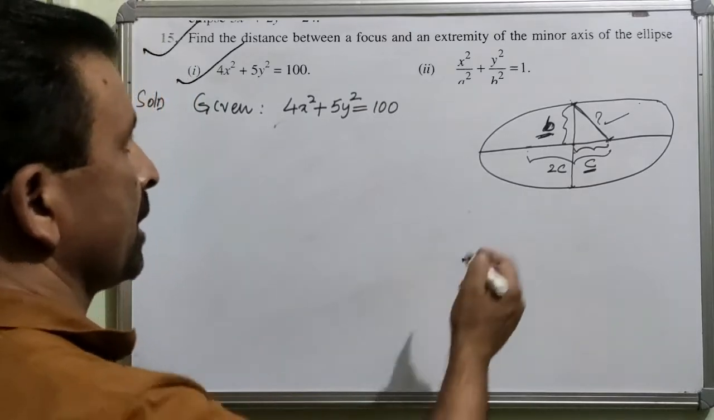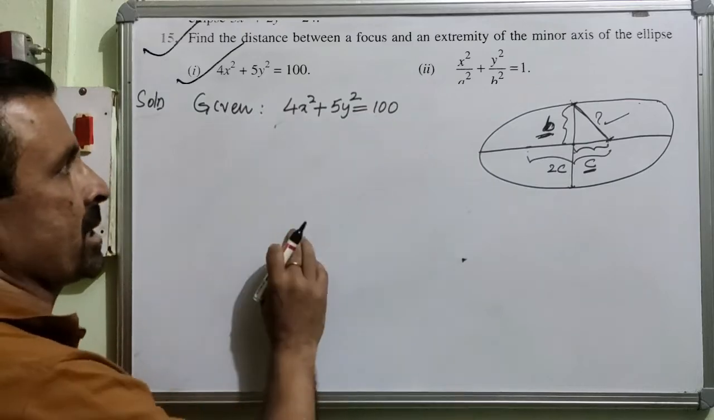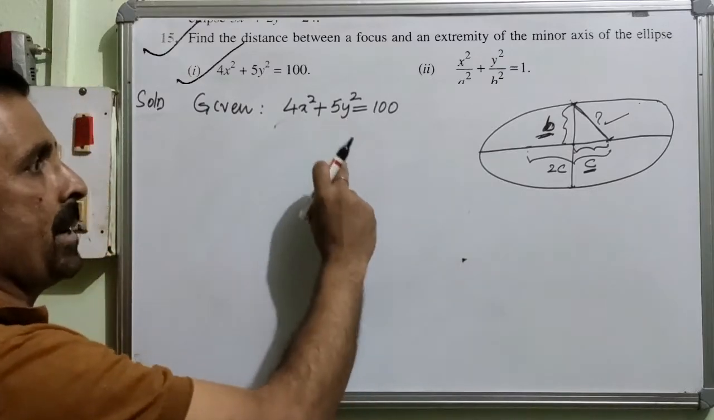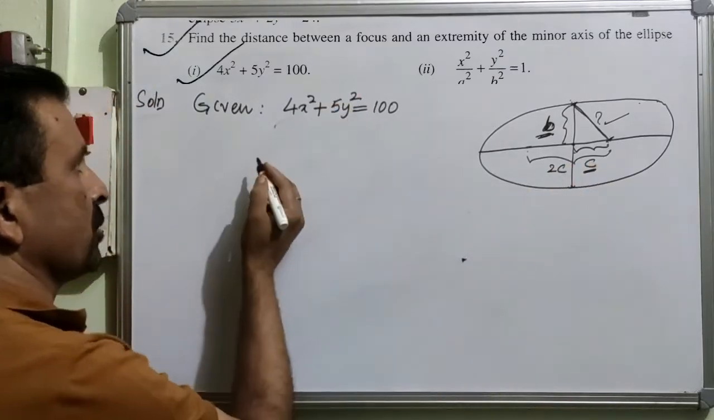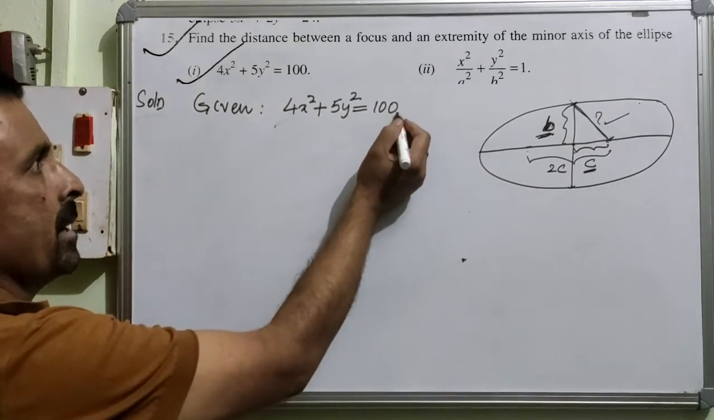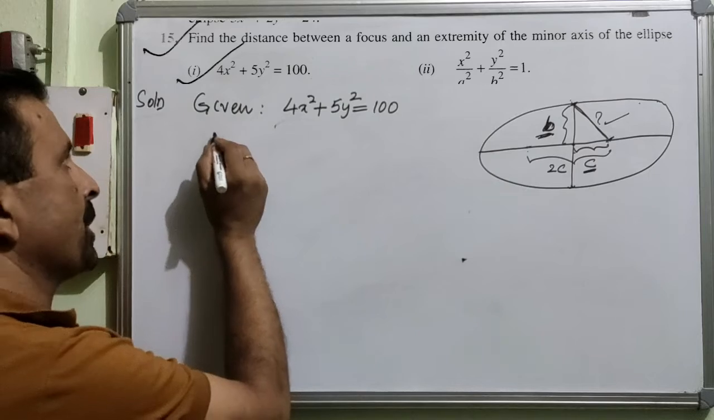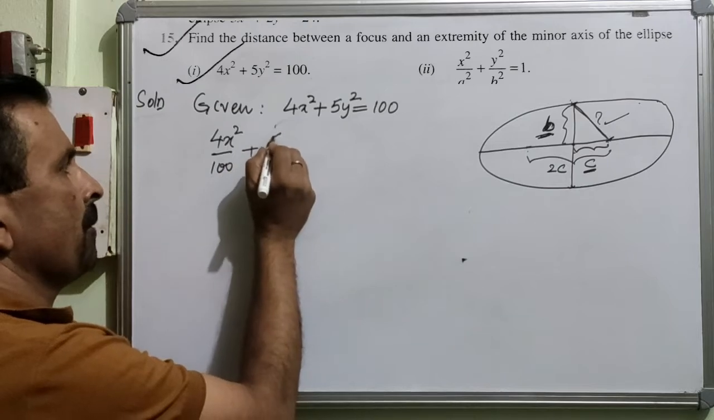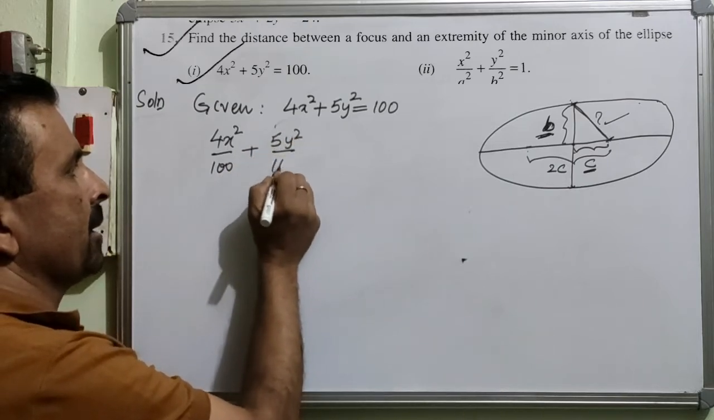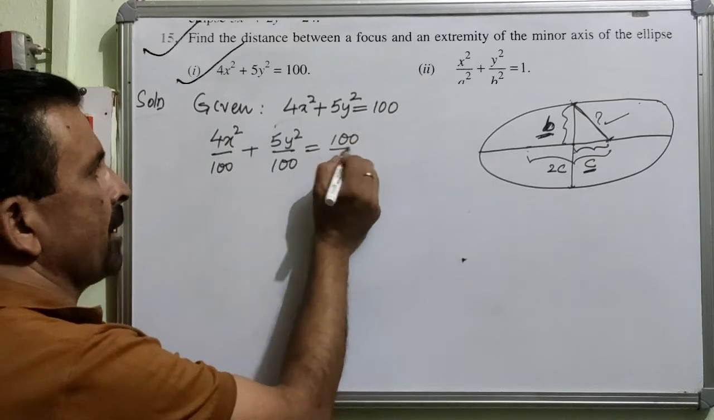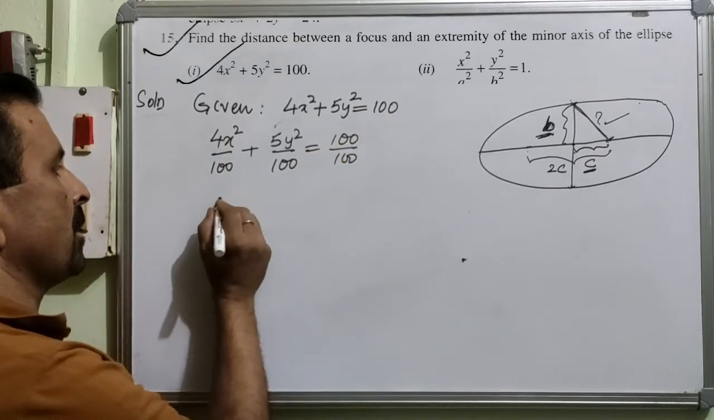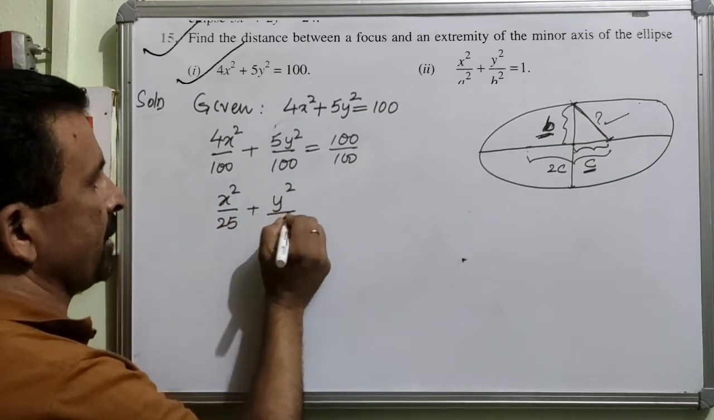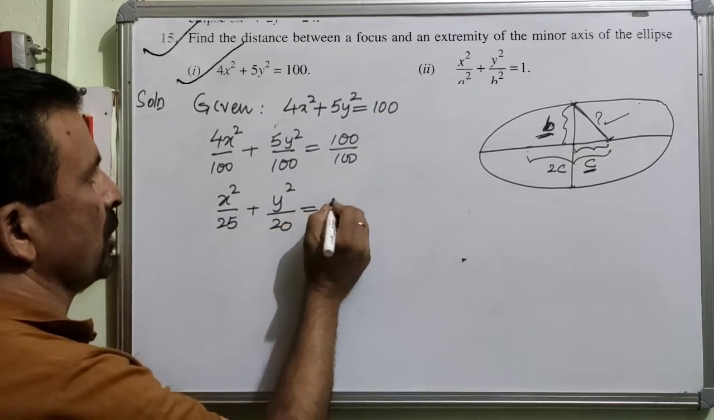So let us start finding. How can we get this b and c? First of all, we are given this equation, we will write this in the general form, right? So that we can easily get the values of a and b. Once we get the values of a and b, then finding c will be very easy. So we are going to do that. Because on this side we want to have 1, all the terms are going to be divided by 100. So 4x square over 100 plus 5y square divided by 100 is equal to 100 divided by 100. As a result, this will become x square over 25 plus y square divided by 20, and this is equal to 1.